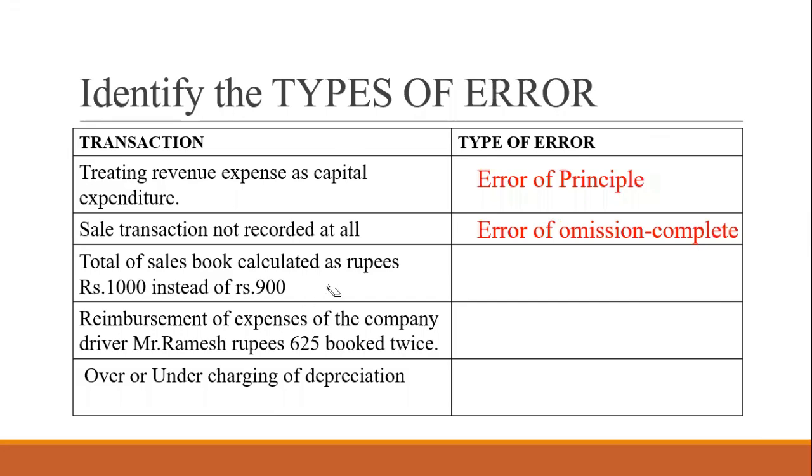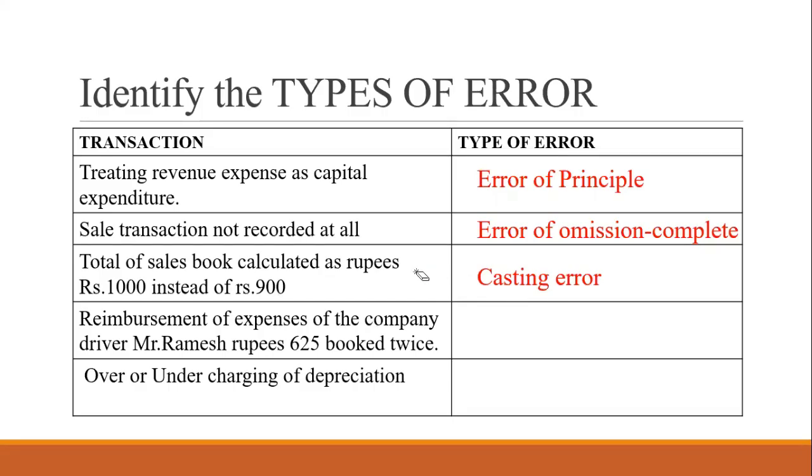Totals of sale book calculated as rupees 1000 instead of 900. Tell me what kind of error this is. Three of you have written casting, and one has written posting. The actual answer is that it is a casting error, a totaling error. It was supposed to be 900 but you calculated it wrongly. It is not posting. Your totaling has gone wrong, so that is your casting error.